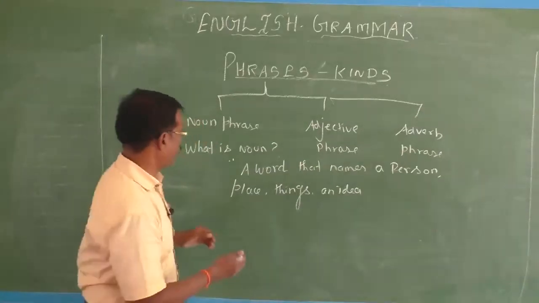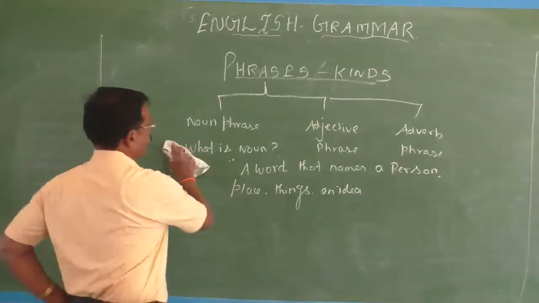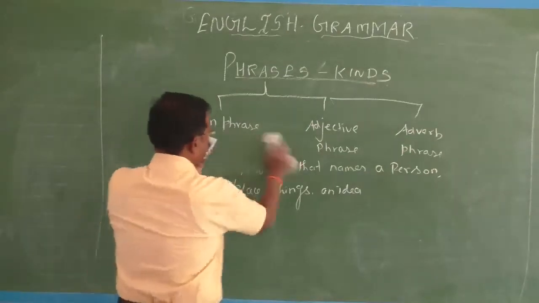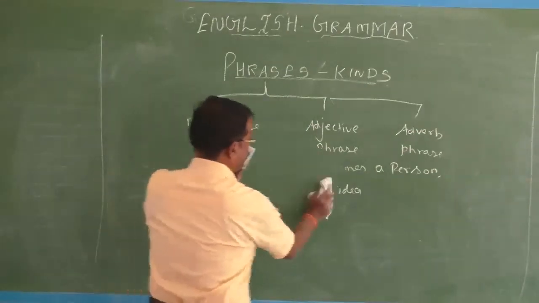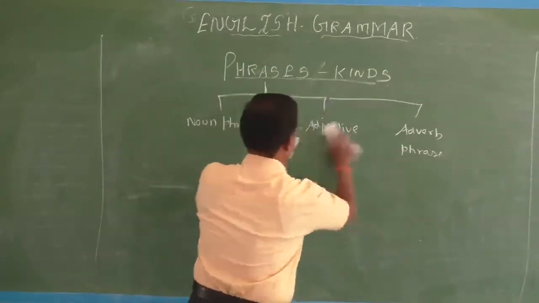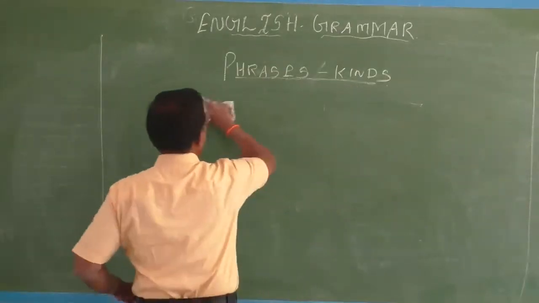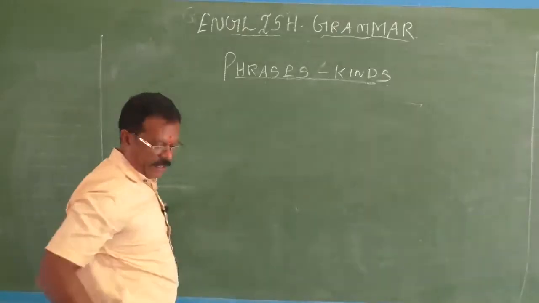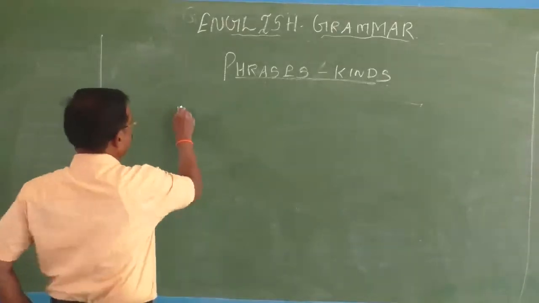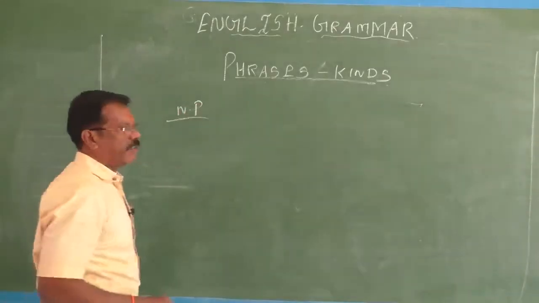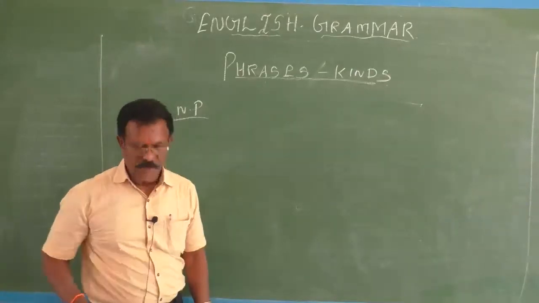Okay, fine. Then what is a noun phrase? A noun phrase is a phrase that does the function of a noun in a sentence. Don't forget the definition, children. You should know what it is. Okay, noun phrase. Better, I can use the abbreviation NP, noun phrase.